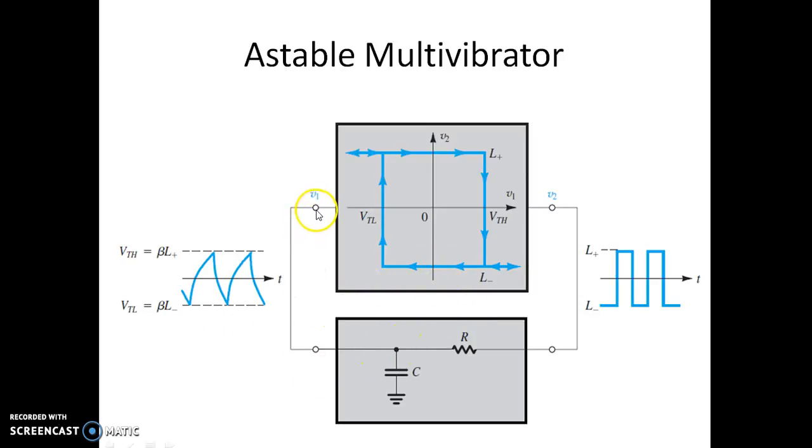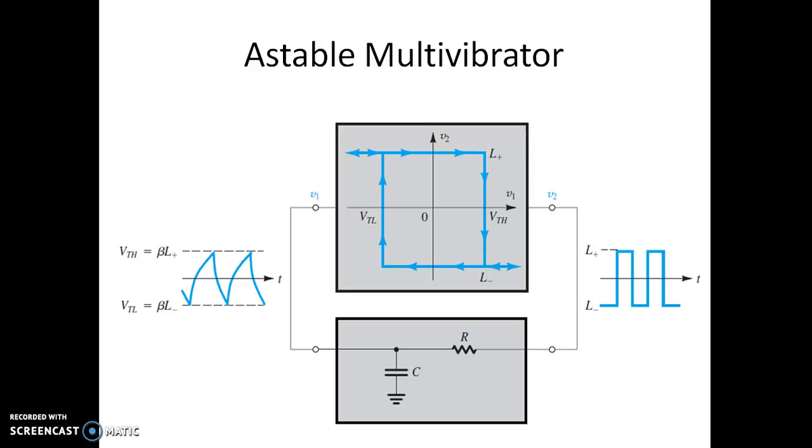So we are not connecting any external input. The input is actually the capacitor charging and discharging. As the capacitor tries to exceed VTH, the output makes a transition from plus Vsat to minus Vsat. Whenever the output is minus Vsat, the capacitor starts discharging, but when it tries to go below VTL, the output again changes from minus Vsat to plus Vsat. This keeps on repeating.